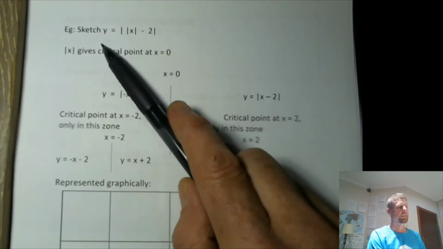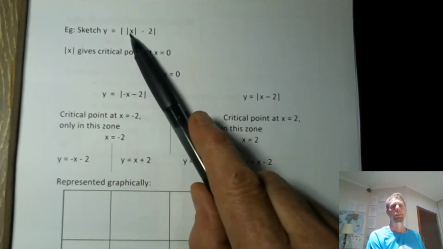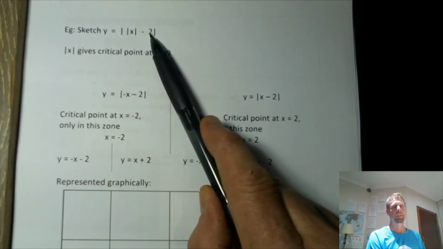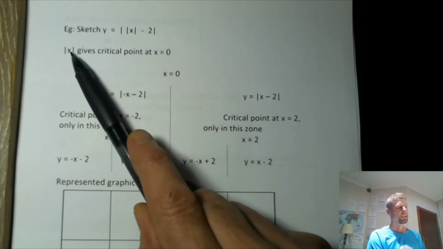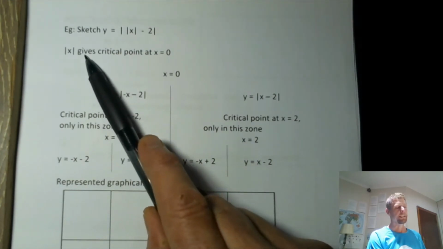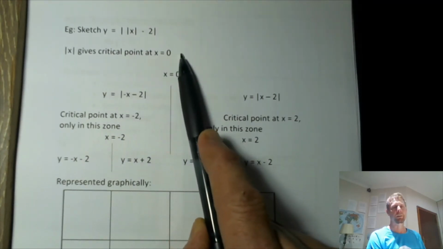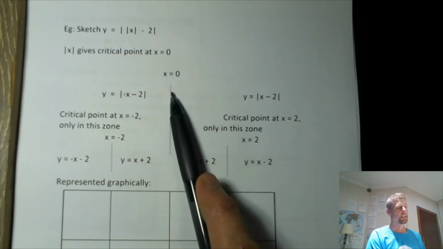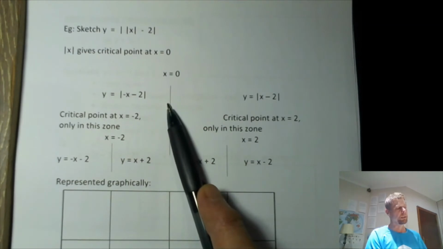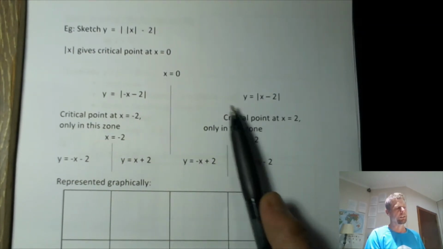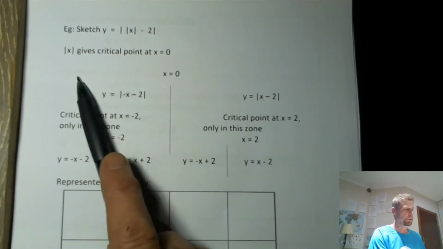Okay, so here's another fun example. Y equals mod of mod x minus 2. That's an interesting one. You've got a mod within a mod. So if we look at the mod x, that gives a critical point at x equals 0. So we draw a line in the middle there, and we look at everything on the left and then everything on the right, where x is above 0, where x is below 0.